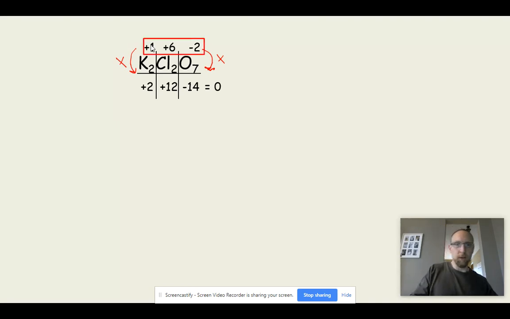So how do you know you're done? Every element has an oxidation state. So there's 3 elements in this compound. All 3 elements need an oxidation state. So now let's look at one last thing before we do some practice problems. Well, two more things. So what about parentheses?